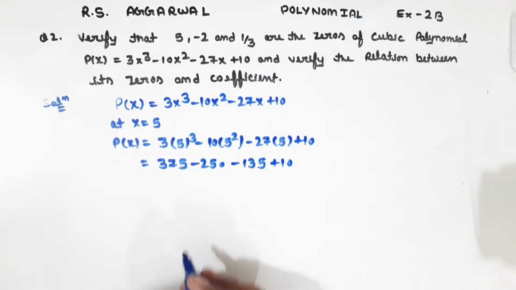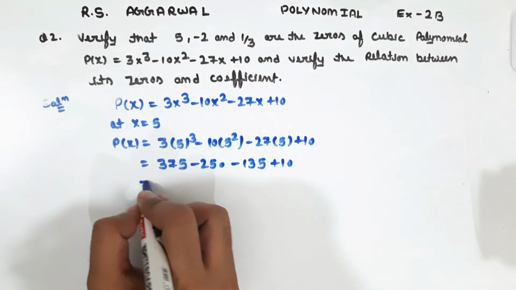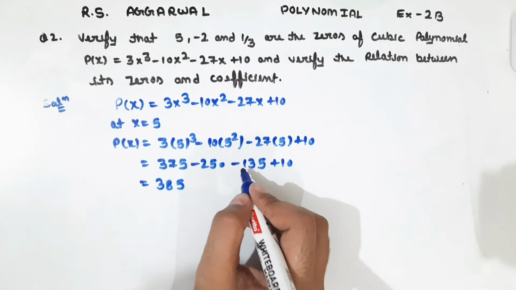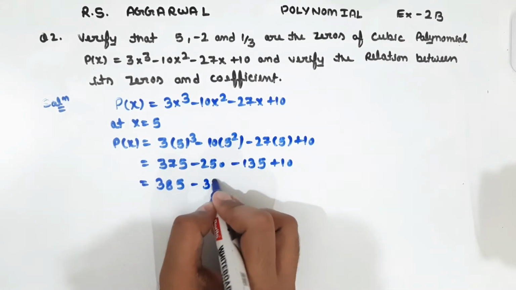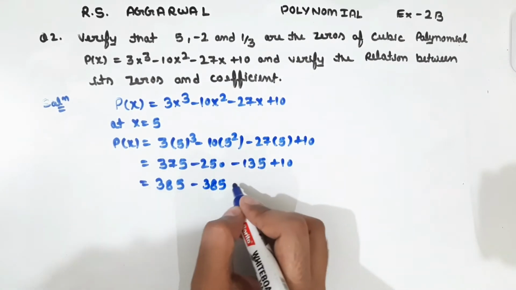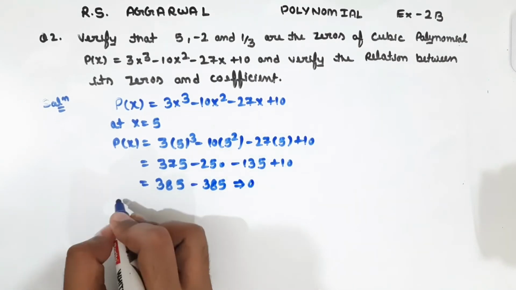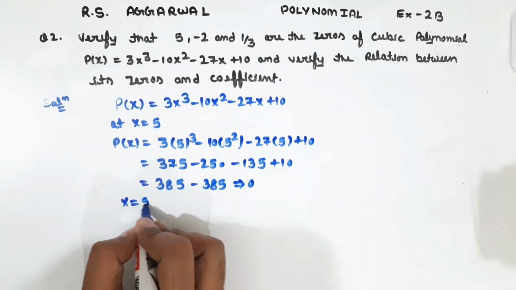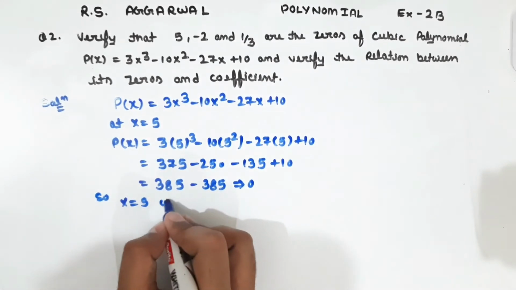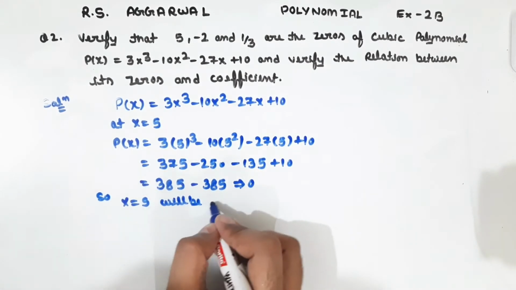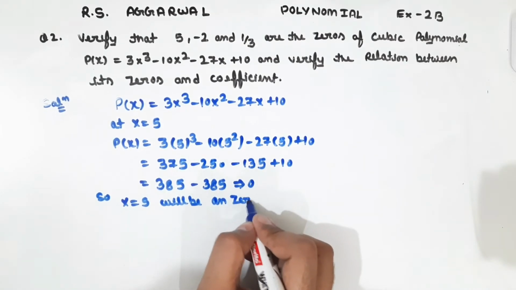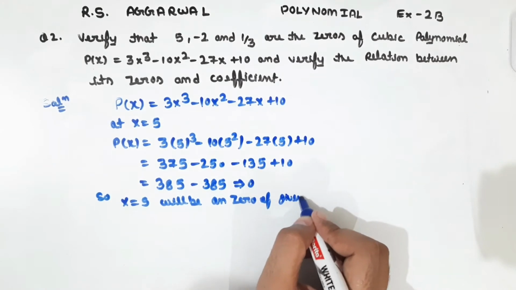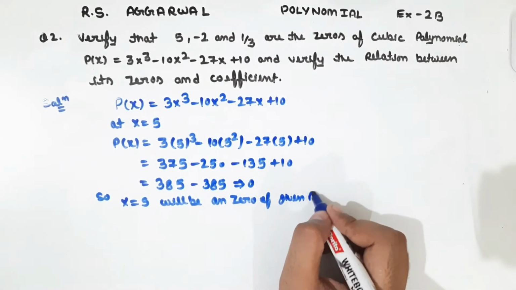So from here 375 plus 10 will be equal to 385, and minus 250 minus 135 will be equal to minus 385. So this is equal to 0. So x equals 5 will be a zero of the given polynomial.